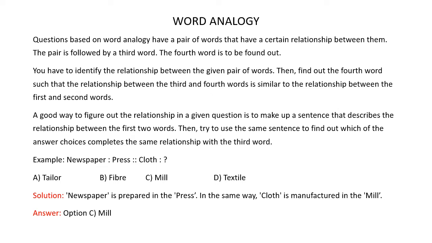For example, newspaper is to press as cloth is to what? Here you are given four answer options and you have to find out which of these answer options is the correct one. To find the fourth word, let's try to make up a sentence that describes the relationship between newspaper and press. Now, newspaper is prepared in the press. Now, use the same sentence to find out the relationship of the fourth word with cloth. So newspaper is prepared in the press. In the same way, cloth is manufactured in the mill. So the correct answer is option C, mill.